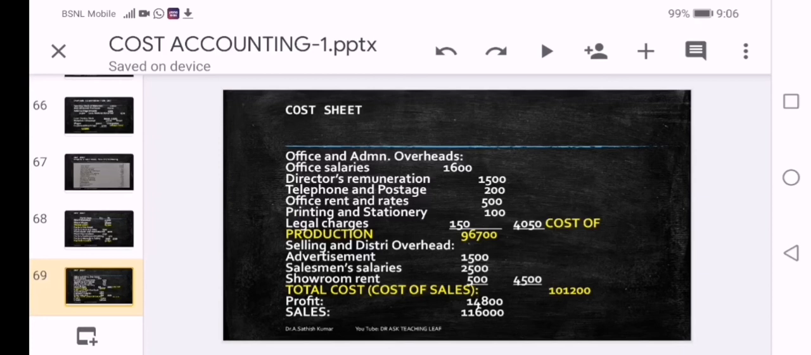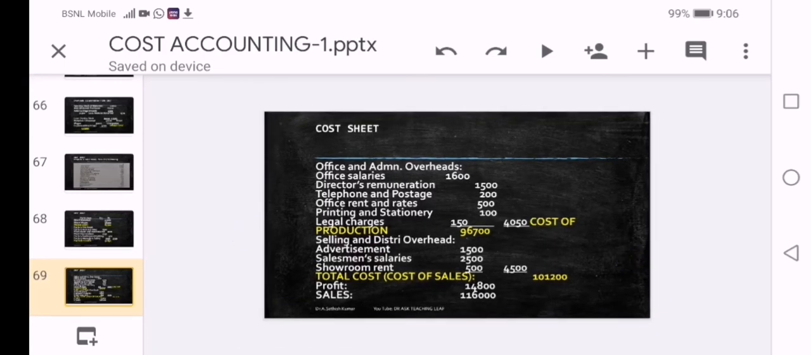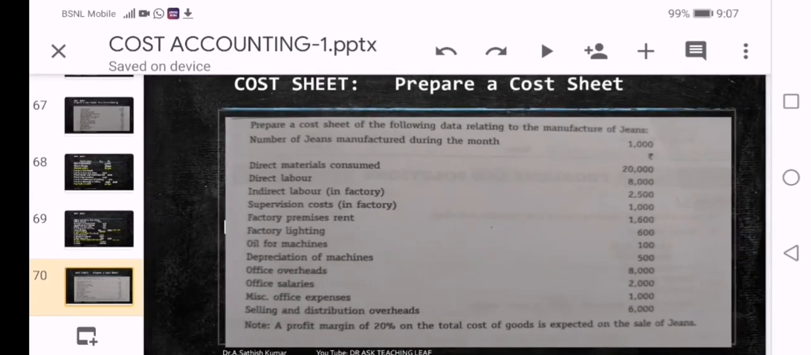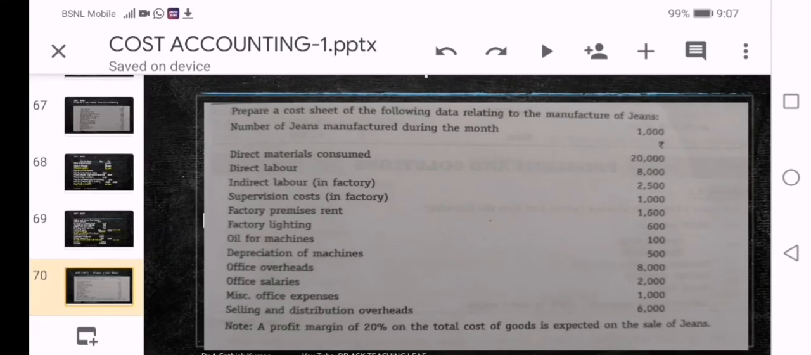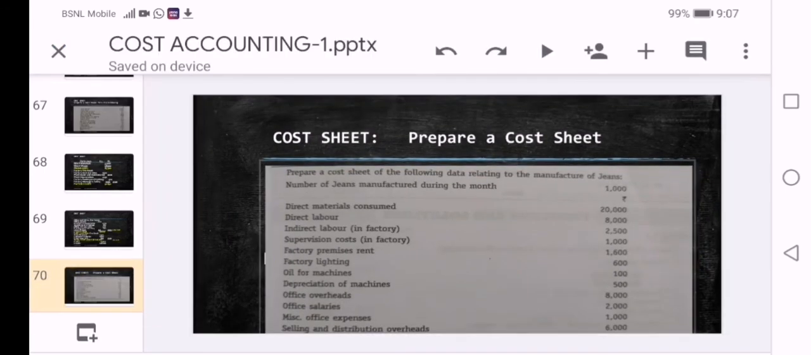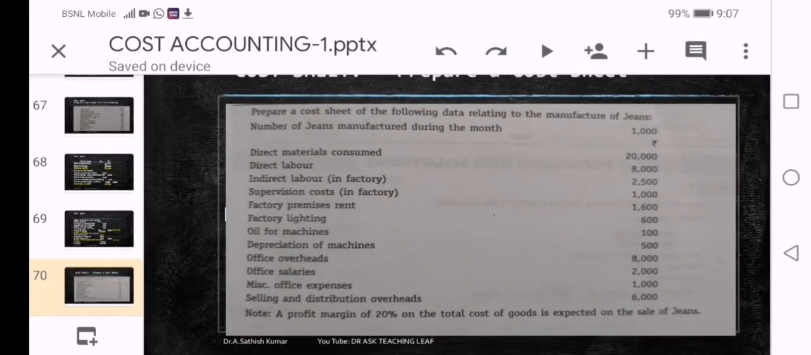In the case of total cost being more than the sales, you will get loss, but in this case sales are more than the total cost, so you are into profits 14,800. This is the simple way you have to compute the cost sheet. And here some information is given asking to prepare a cost sheet. This you take up on your own. Just take the slide copy and prepare on your own.